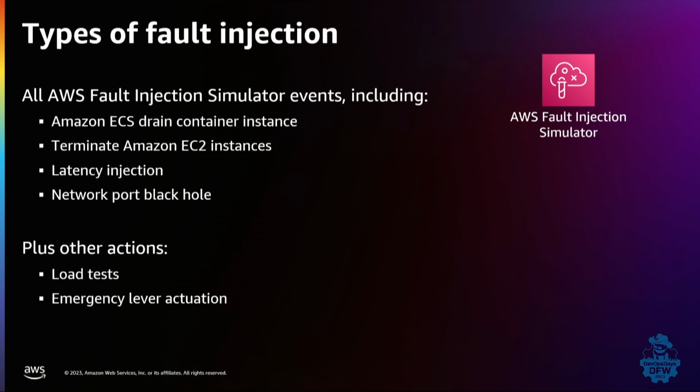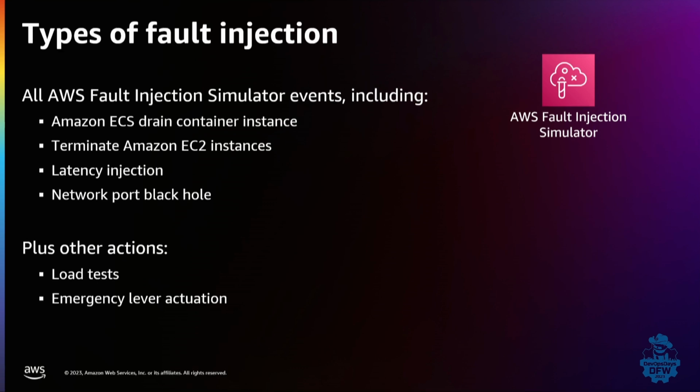And the types of faults they're injecting using FIS, as I said, they're running containers, so they're doing things like draining the containers from an instance, or killing an instance, or injecting latency, or black holing a port. These are the kinds of experiments they're running using FIS. Now, I said there's other experiments they're running too, like load generation, right? That's another kind of experiment they run.